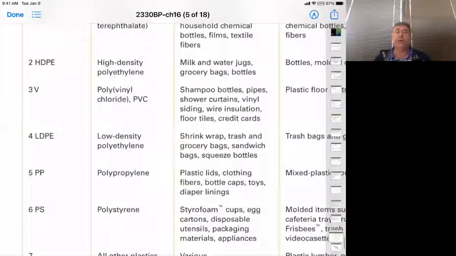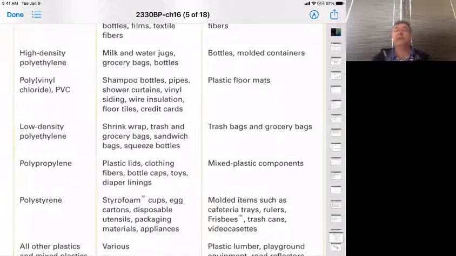Recycle code number 4 is low density polyethylene. Think shrink wrap, grocery bags, plastic bags, and the squeeze bottles. Okay? And they can be recycled into trash bags and grocery bags.